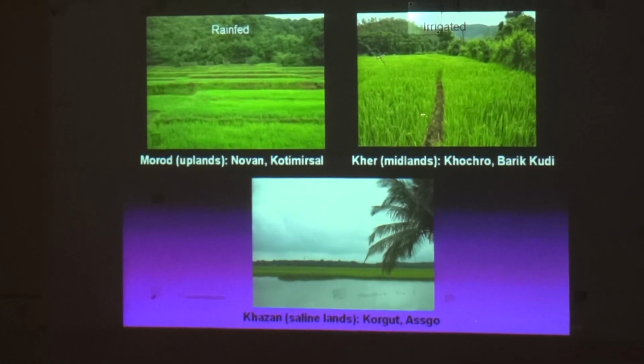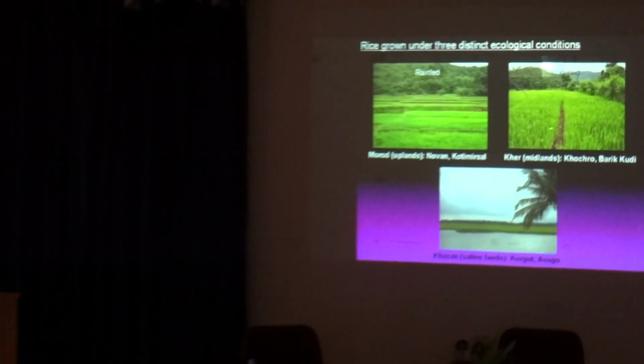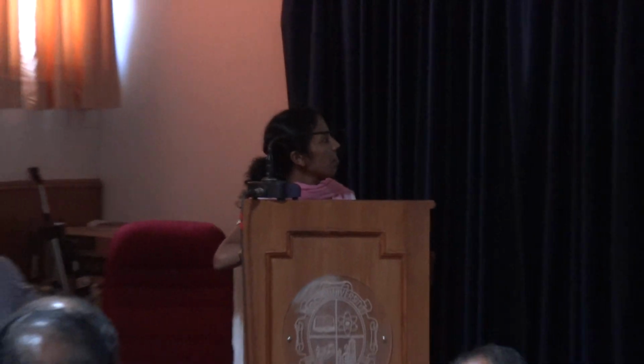So in each different type of land, there are different types of varieties grown. Like in uplands, short duration rice varieties are preferred, whereas in Kazan, salt tolerant rice varieties like Korgut and Asga are grown.